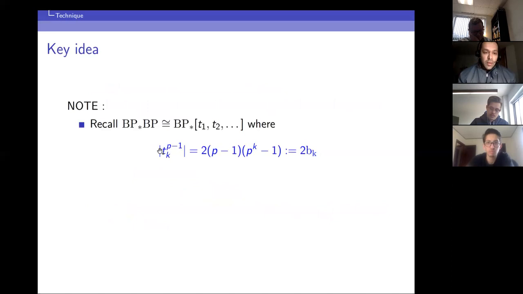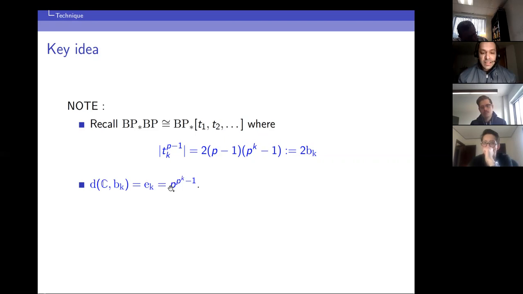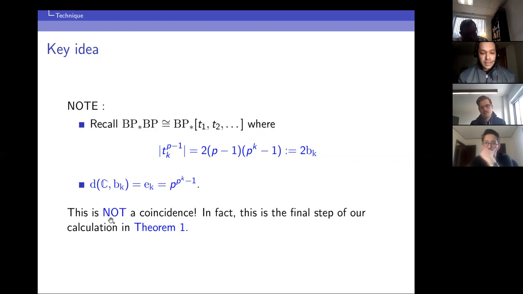Before I go anywhere, let me emphasize the key idea. So recall that the Hopf algebra BP star BP is a polynomial algebra with coefficients in BP star, infinitely generated by the elements Ti. In particular, the internal degree of Tk to the p minus 1, where k is n divided by p minus 1, is equal to 2 times p minus 1 times p to the k minus 1. I use this to define the number bk. So bk is the internal degree of Tk to the p minus 1 divided by 2. And if you calculate the Atiyah-Todd number of bk, you get ek, which is p to the k minus 1. I want to emphasize that this is not a coincidence. In fact, this is the final step of our calculation.